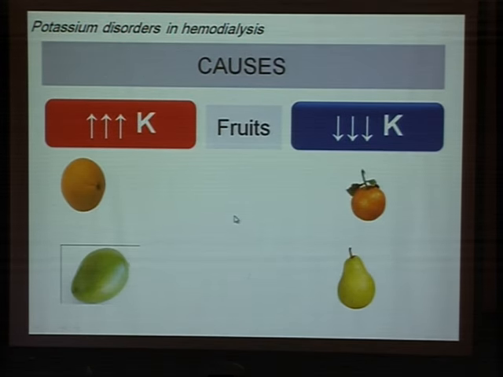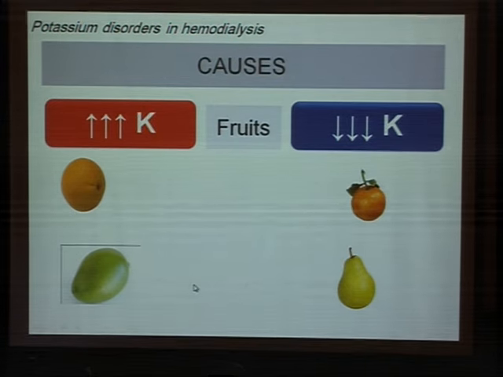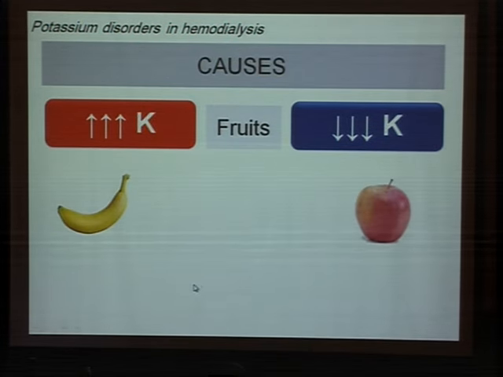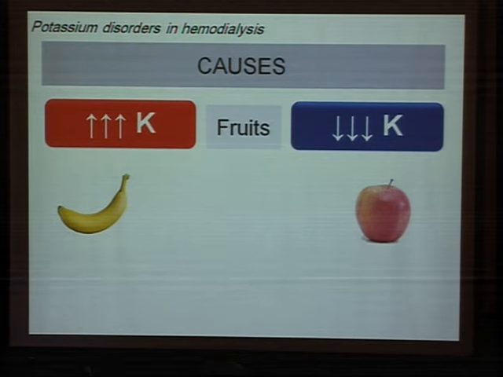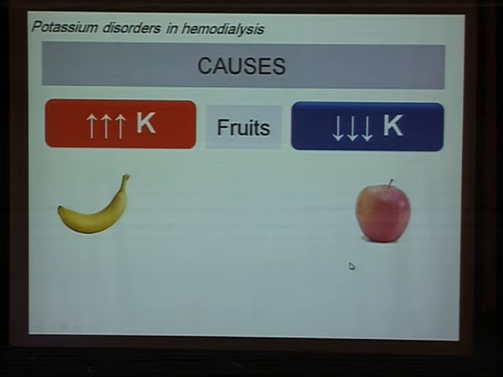You might also tell them that mandarin contains a little bit lower potassium compared to orange. Pears contain low potassium, while mango contains very high potassium. And the tradition is to tell your patient with hyperkalemia, please take apple instead of banana.